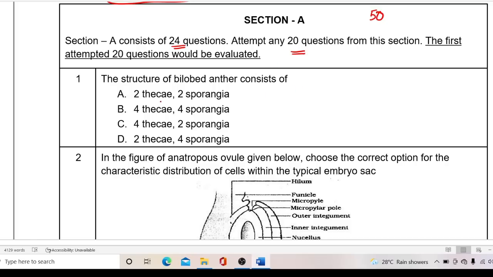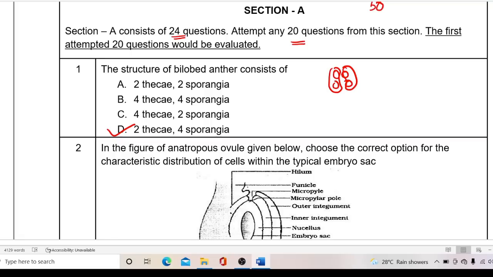Okay. So question 1: the structure of bilobed anther consists of. ओके, सो we note bilobed means 2 रहते हैं and it is asking how many theca and how many sporangia. So the correct answer is option D, that is 2 theca and 4 sporangia. ठीक है, next.